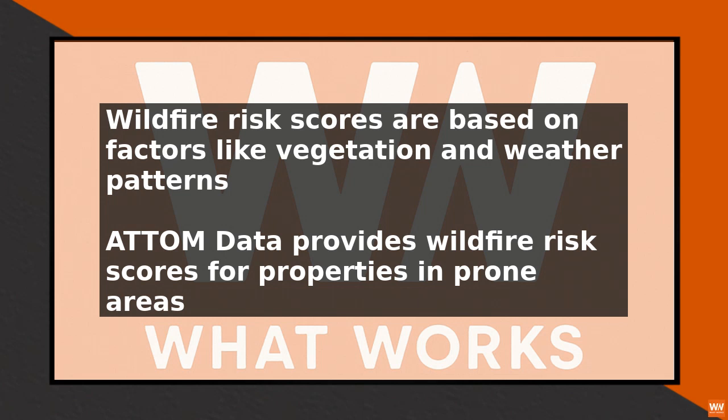To get the most out of ATTOM Data Environmental Risk Data, it's essential to understand how to interpret the data. For example, a property located in a high-risk flood zone may require additional insurance or mitigation measures. Similarly, a property with a high wildfire risk score may require additional precautions such as defensible space and fire-resistant materials.